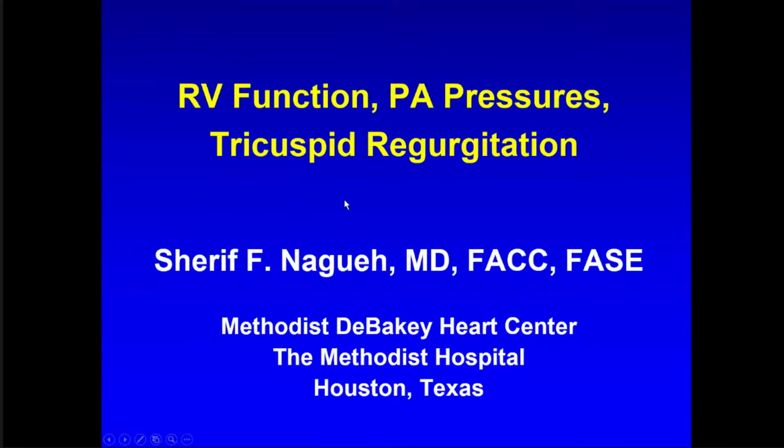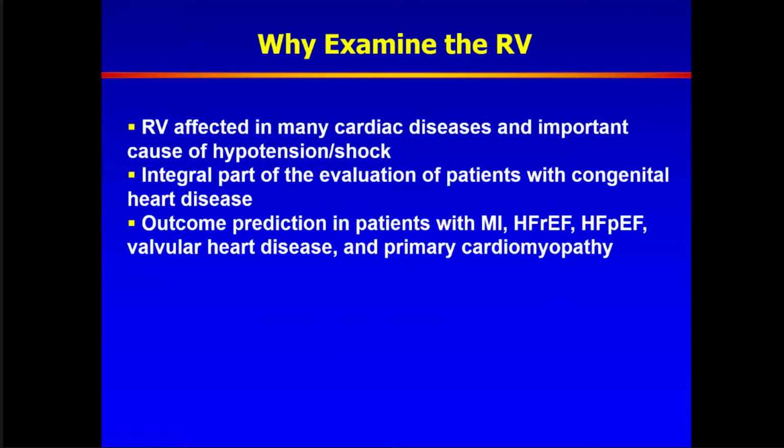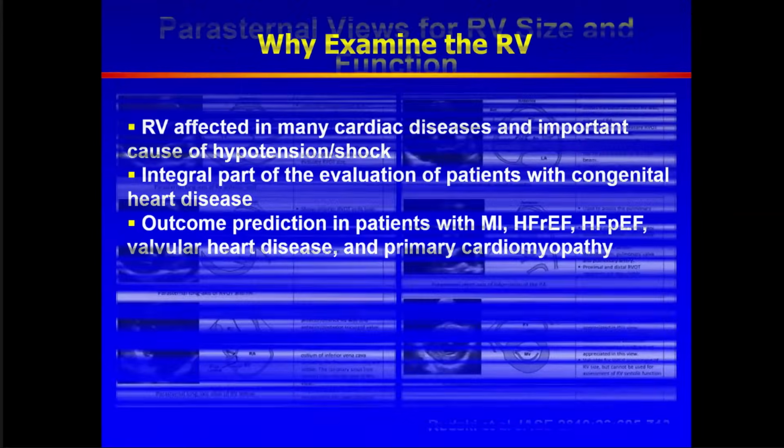So first we want to talk about why examine the RV. As many of you know, it is affected in many cardiac diseases and is an important cause of hypotension and shock in many settings, be it the medical ICU settings or the surgical ICU settings. Certainly, the RV plays a major role in the evaluation of patients with congenital heart disease, and it has been shown to be associated with outcomes in many patient populations, be it patients with myocardial infarction, heart failure, valvular heart disease, pulmonary hypertension, and primary cardiomyopathic disorders.